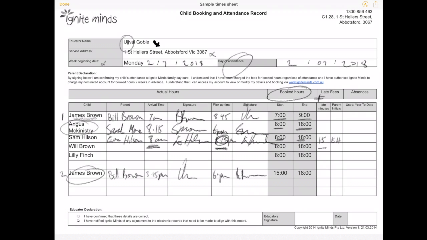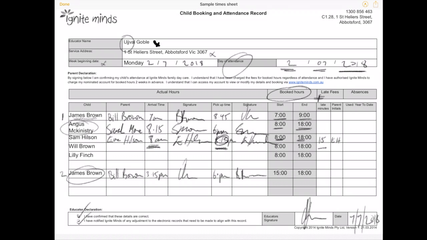which is Monday the 2nd of July 2018. So if you're happy that this is all correct, make sure you tick your declarations down the bottom and you sign that and you date it. So the week ending or the date would be your last day of service, but for me it's going to be the 7th of the 7th, which is the Friday 2018.